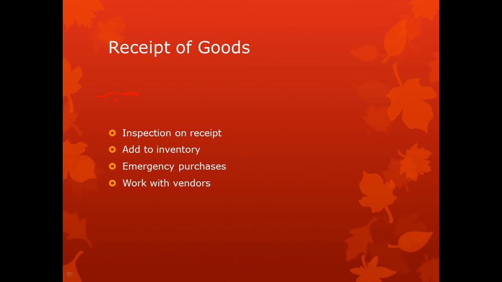So they need to be sent back, or else that seller needs to be made aware. Was the damage done there at the seller's place, or was it done in transit by the delivery company? Then once you get it, you need to add it to inventory. Get that done. What about an emergency purchase?